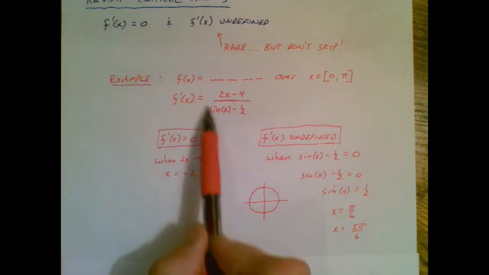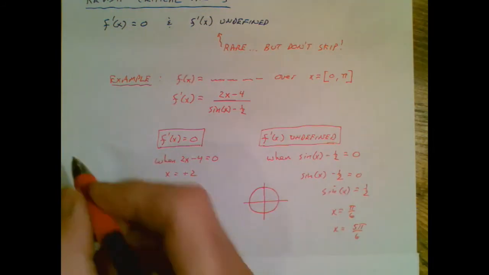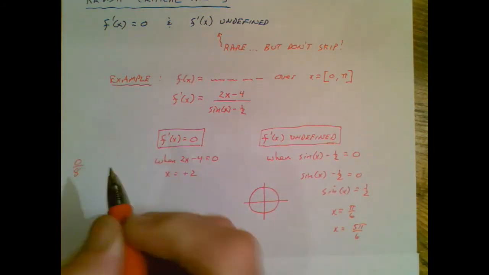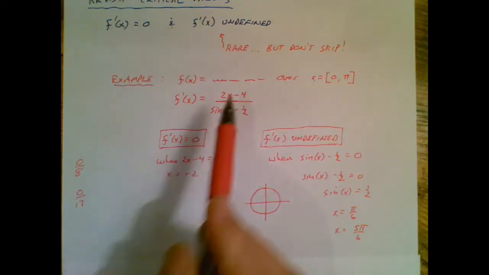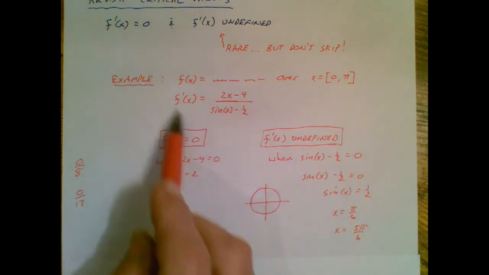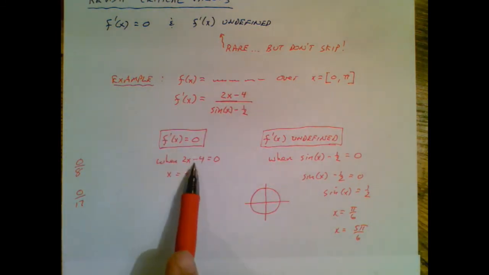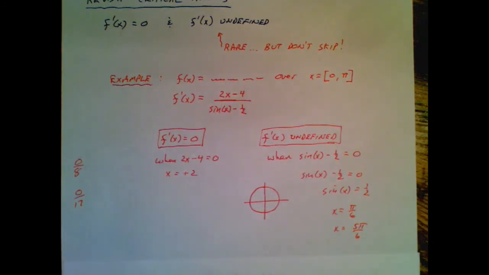When does a fraction equal 0? When its numerator equals 0. For example, 0 over 8 equals 0. 0 over 17 equals 0. So when the numerator equals 0, my first derivative equals 0. And if I solve that, x equals 2 makes this first derivative become a 0.